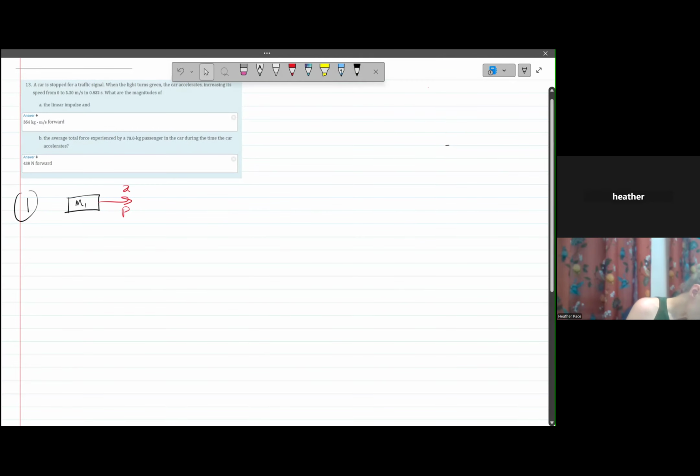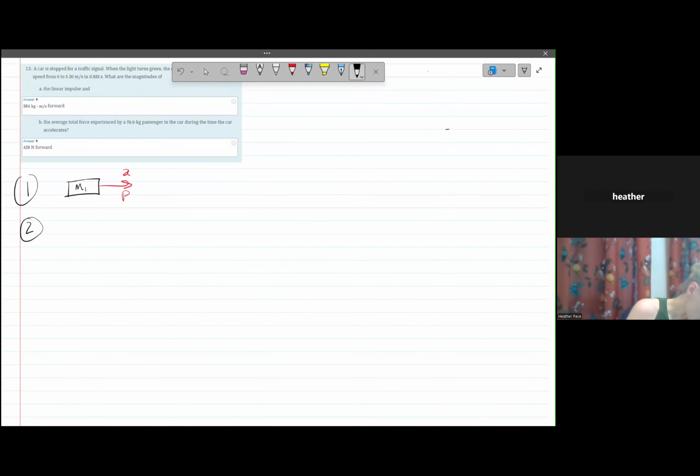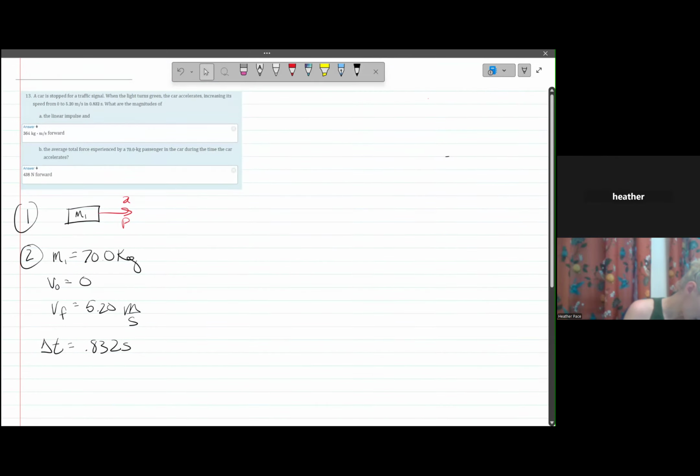Number two is, what are we given? So we are given M1, 70.0 kilograms. What else are we given? We're given V naught is 0. We're given VF is 5.20 meters per second. We're given delta T equals 0.832 s. Okay, is that everything we're given?